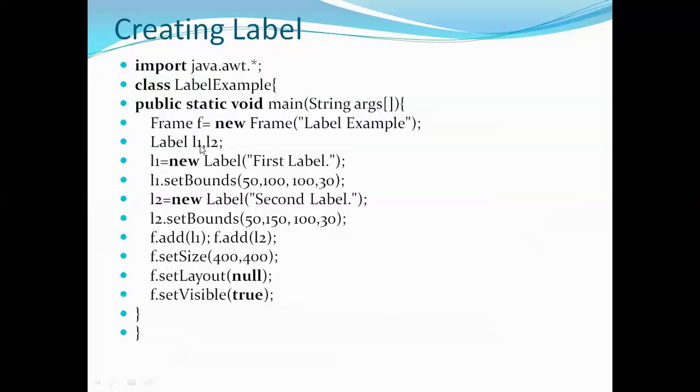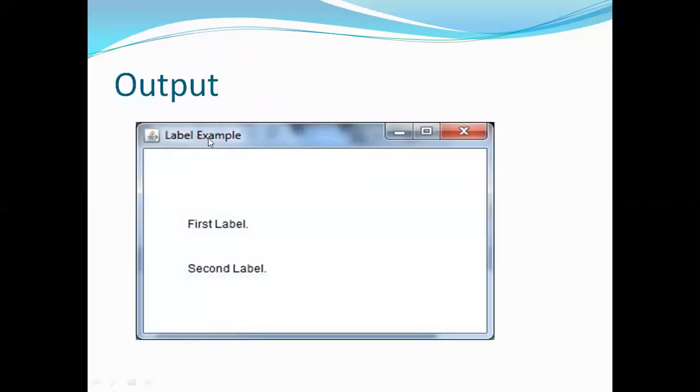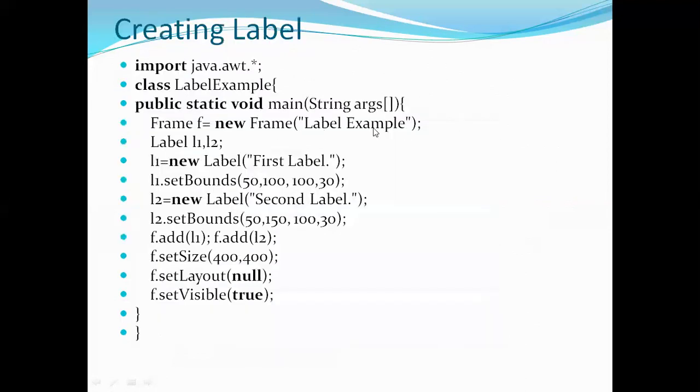Now let's go to the program here. In this program I've included the package, then my class name is label example, and in the main method I'm creating the frame here. For creating this frame I'm using the second method, that is creating using the object method. I'm creating the object for the Frame class. So Frame f is equal to new Frame, and my frame name is label example. Here itself I'm giving the name label example.